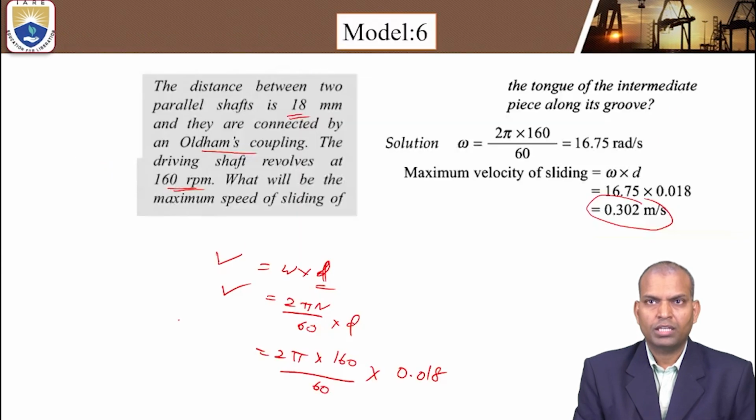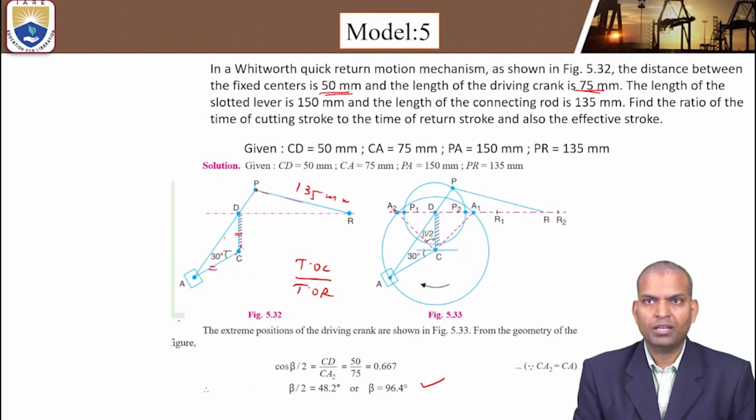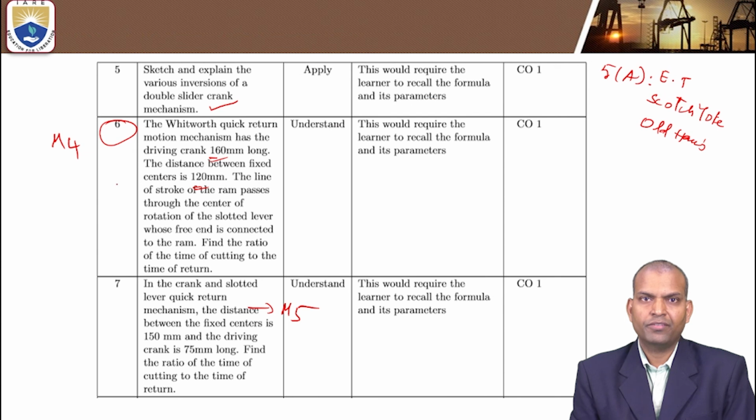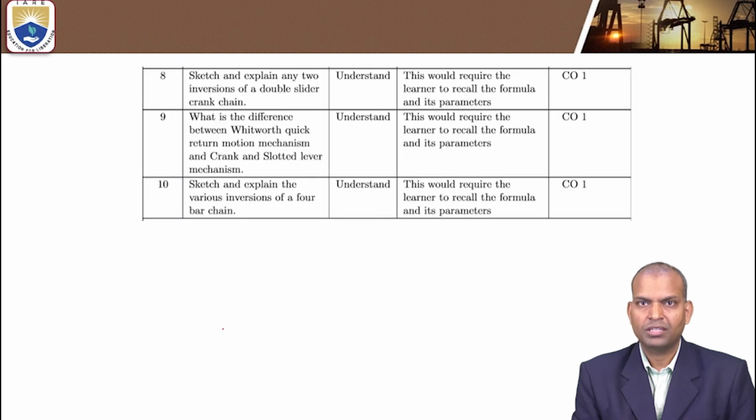No, let me check it. Sorry, model number 5 is Whitworth. Model number 5 is Whitworth. Crank and slotted lever is model number 4 in this session, in this lecture.